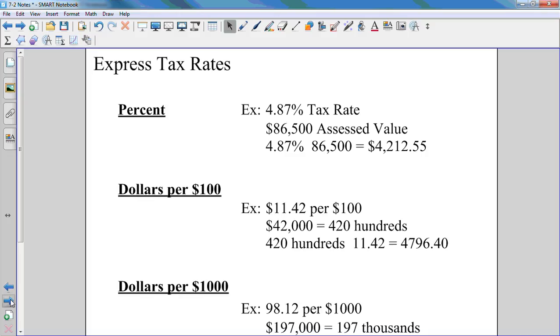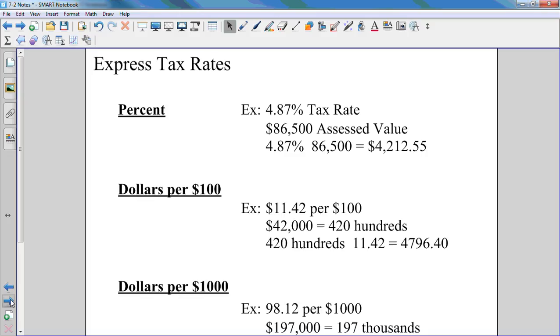Okay, there's lots of different ways to express tax rates. For example, you may live in Tuscarawas County and then you might move to Cincinnati. In Tuscarawas County, they may express their property tax rate as a percent when you get your tax bill, or in Cincinnati, they may express it as mills or dollars per 100. They're all different, but they mean the same thing.